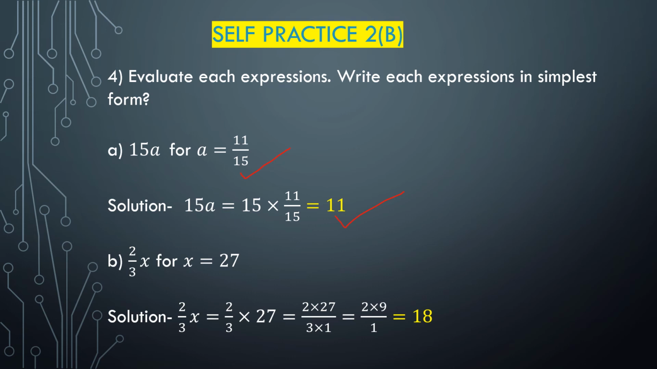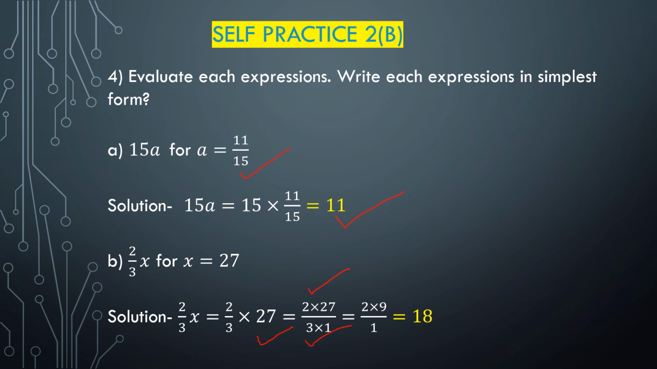B: 2/3 x for x is 27. We have given x is 27, so 2/3 multiplied with x is 2/3 multiplied with 27. The product of a whole number and a fraction is the product of the numerators divided by the product of denominators. So the product of numerators is 2 multiplied with 27 and the product of denominators is 3 multiplied with 1. 2 multiplied with 27 divided by 3 multiplied with 1.